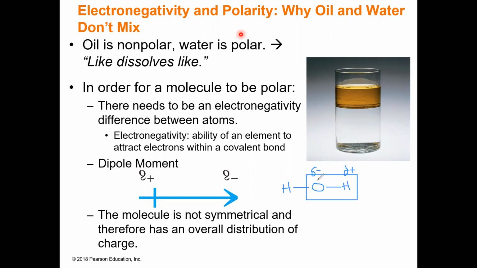So we can either draw out the dipole moments using the partial charges, or we can also use more of an arrow to show that the electrons are going a little bit closer to the oxygen, and we'll end up with a little bit more of a partial positive charge at the hydrogen.